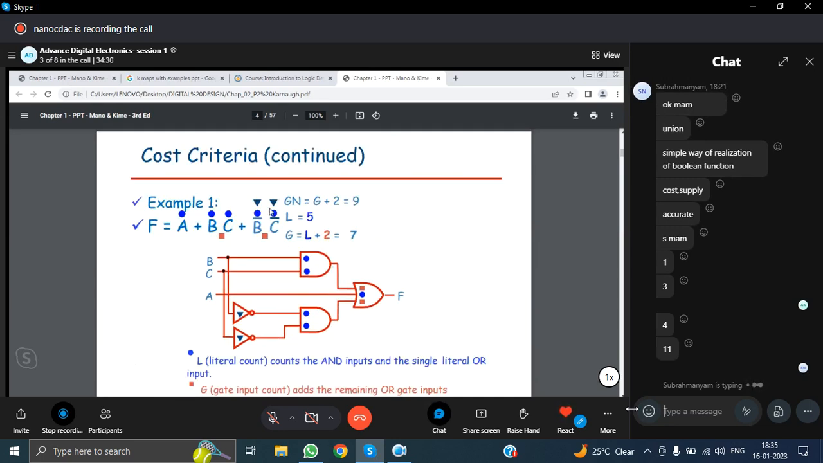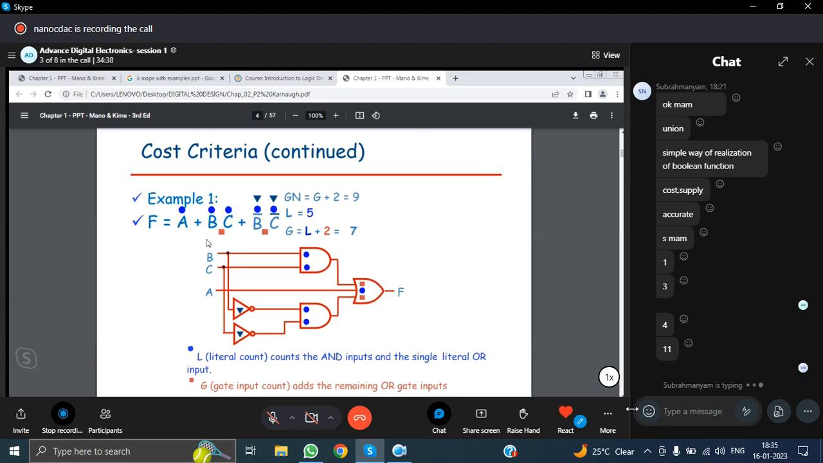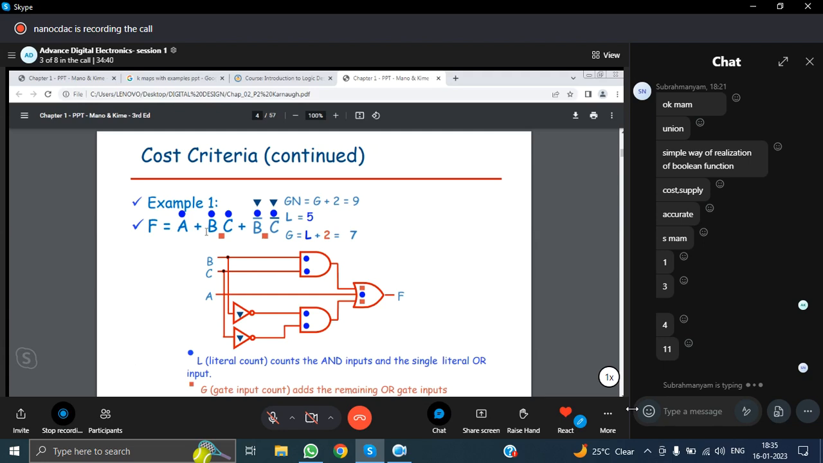If you see this function, A plus BC plus B bar C bar, how many gates are required for this? I am taking 2 AND gates, BC and B bar C bar, and A you feed directly. So in this case, if you are not counting the inverters, the number of gate inputs will be equal to what?